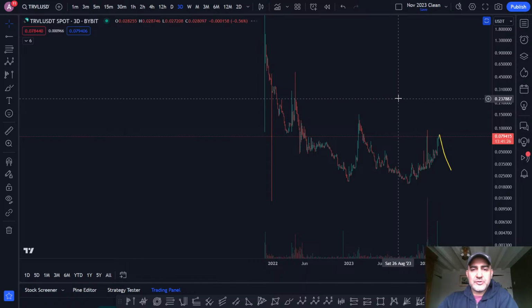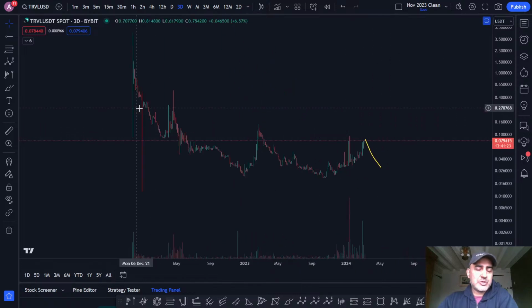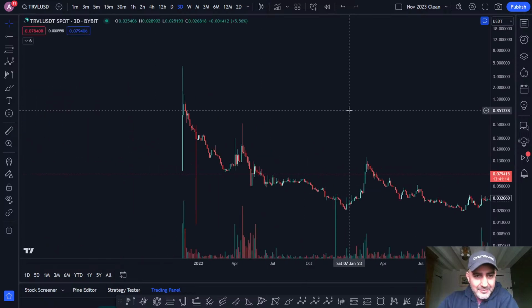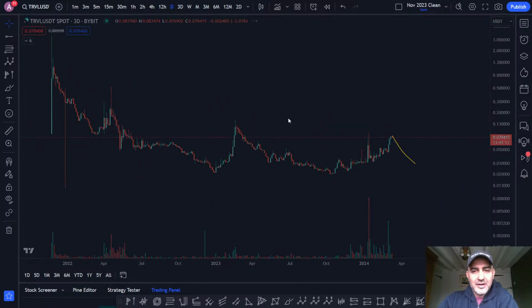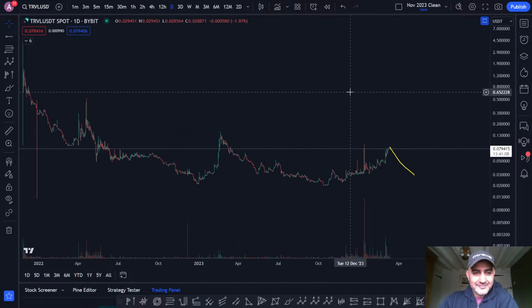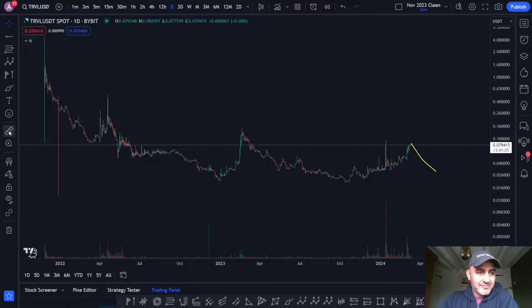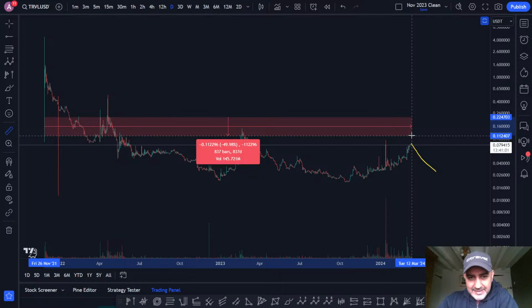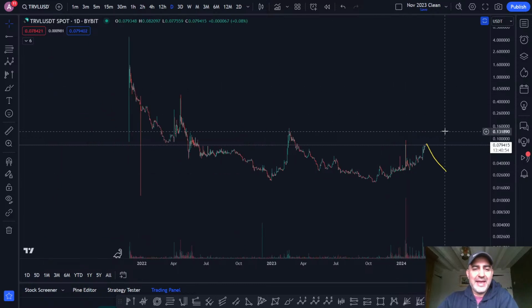I've been tracking this token since launch. I'm not just going to sell now after I've been tracking this token since the launch. This is the Bybit launch. When did it launch? This is the 3-day chart. We go to the daily chart. How many days is that? 834 days. I've been tracking this token for 834 days. I'm not going to sell now.